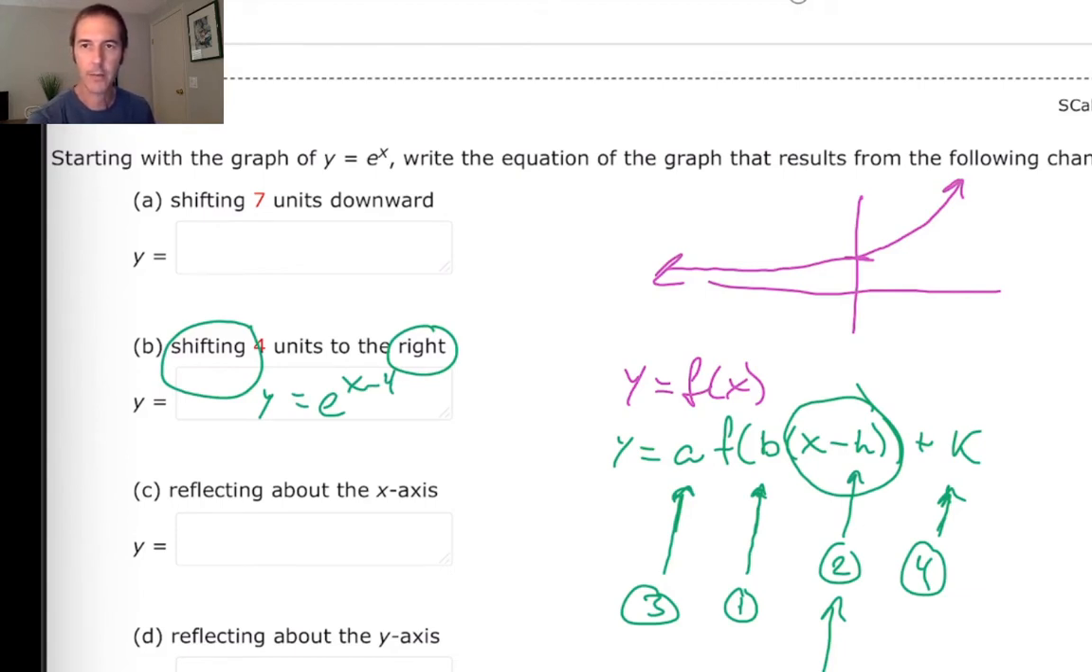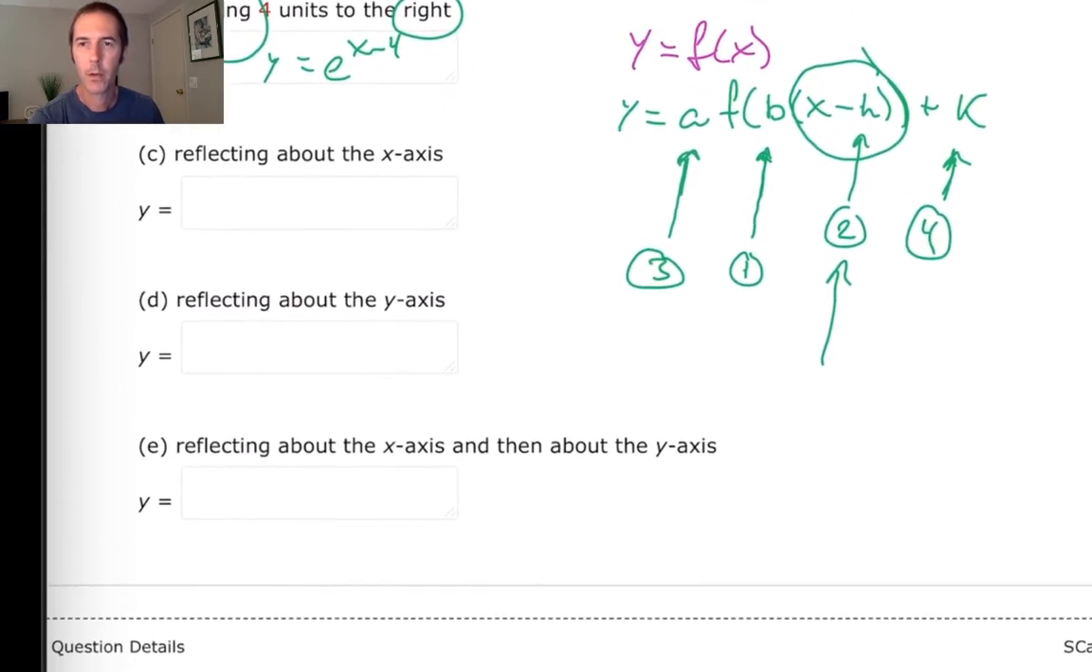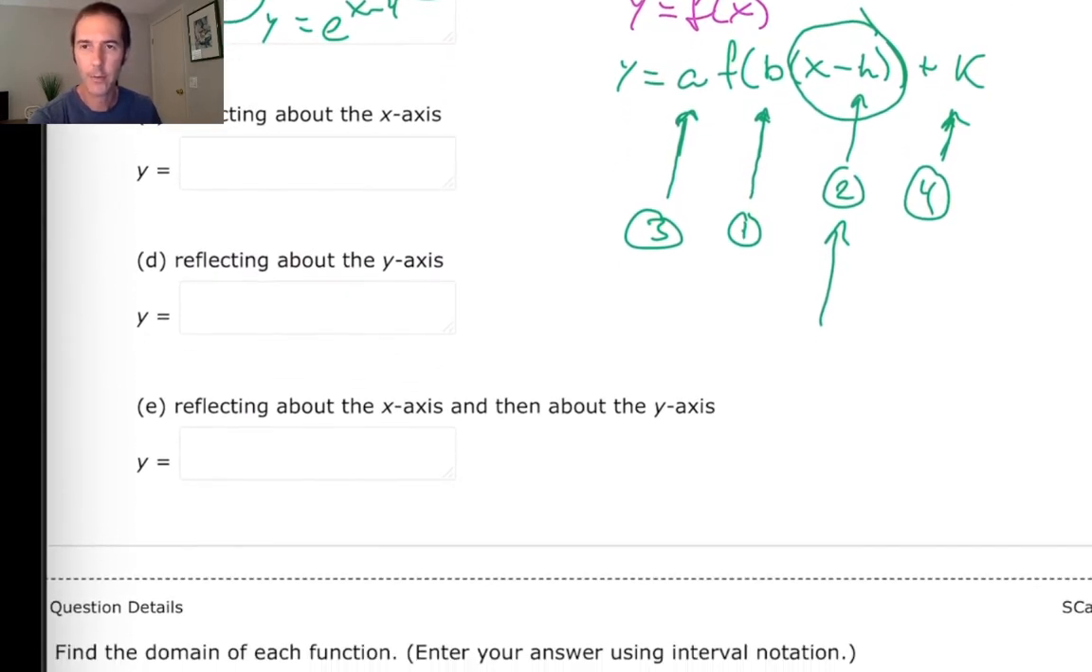Reflecting about the x-axis, I already addressed that. Shifting 7 units downward, that's your k value. Just make sure, does it need to be positive 7 or negative 7? Reflecting over the y-axis in part D, we talked about that. Make sure, is it the a value, is it the b value, which one of those needs to become negative?